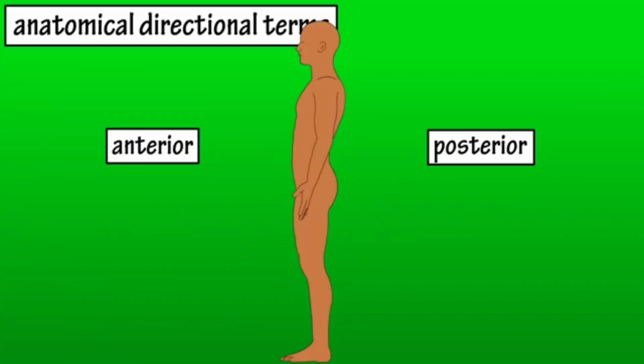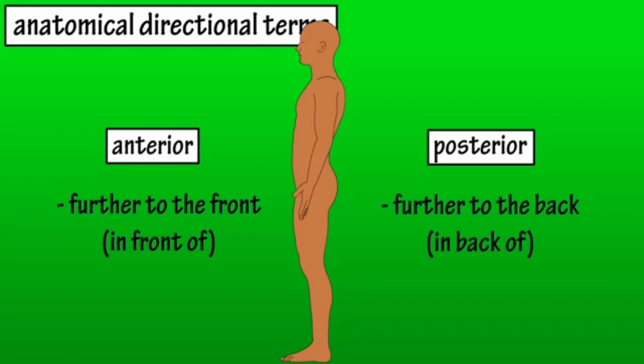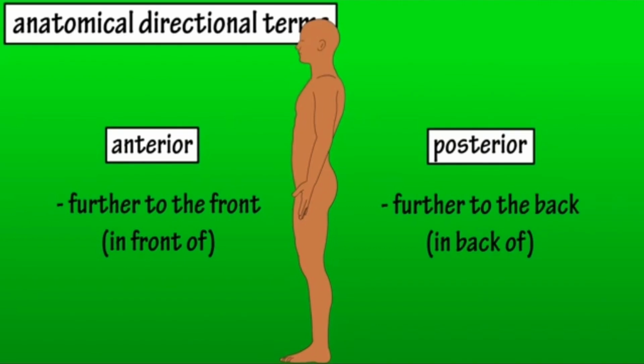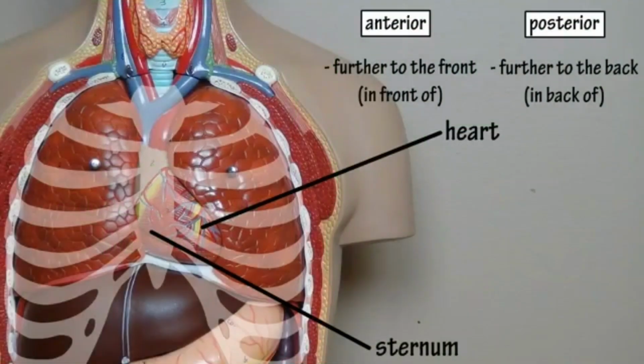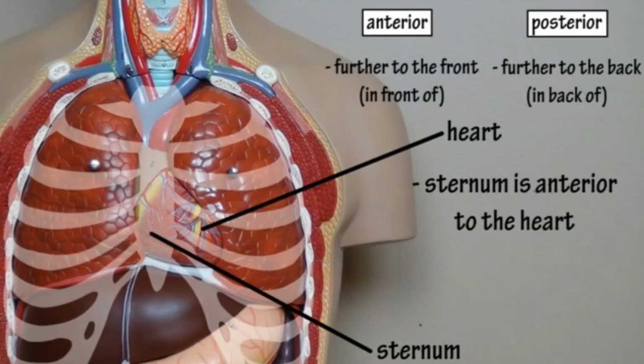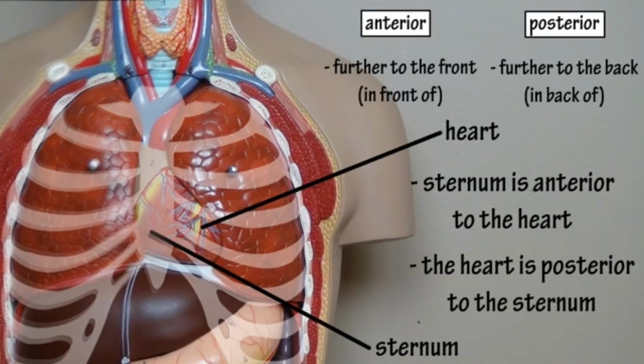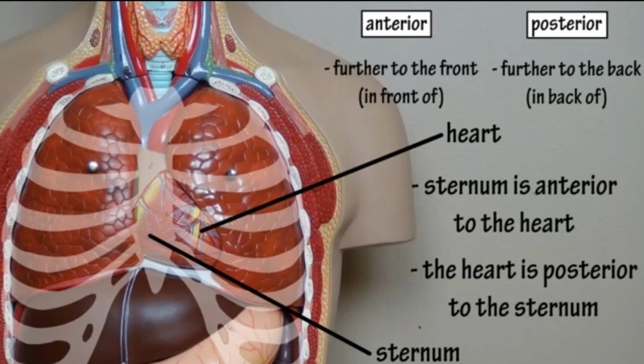So we will start with the anterior or ventral. Anterior describes the front or direction toward the front of the body. When we see posterior or dorsal, this describes the back or direction toward the back of the body. Let's just say, for example, that the sternum is anterior to the heart, meaning the sternum is in front of the heart, and the heart is posterior to the sternum, meaning the heart is in the back of the sternum. So mao na inyo nakitaan nga example about anterior and posterior.